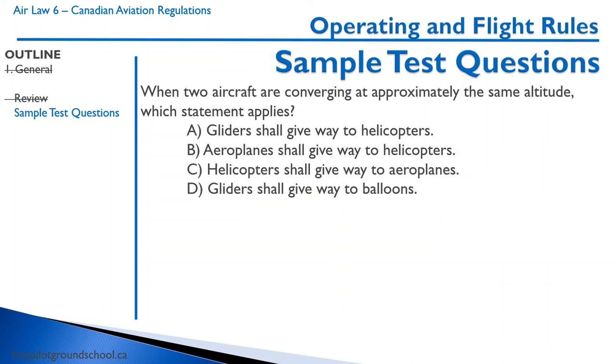Similar question now. When two aircraft are converging at approximately the same altitude, which statement applies? Gliders shall give way to helicopters. Well, no, because they're less maneuverable. Airplanes shall give way to helicopters. No, helicopters shall give way to airplanes. Gliders shall give way to balloons. Well, because a glider is more maneuverable than a balloon. A hot air balloon, you really can't do anything other than go up and down. So the correct answer is D.